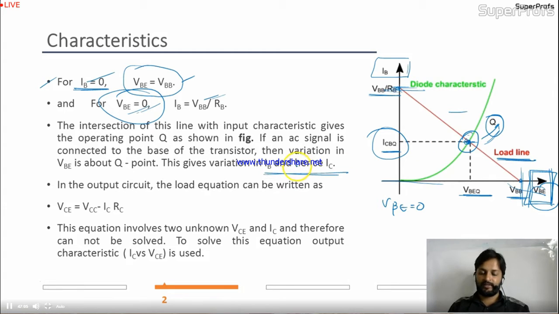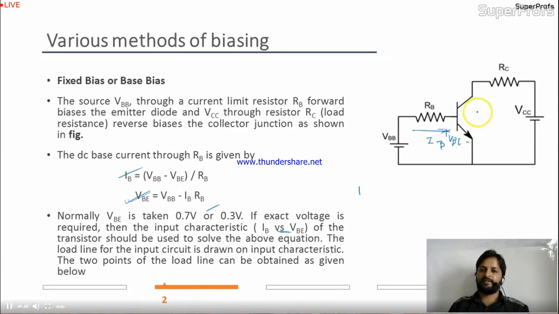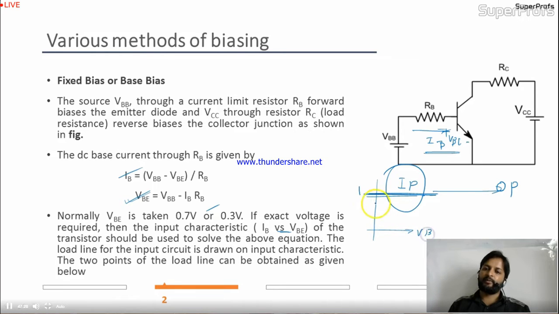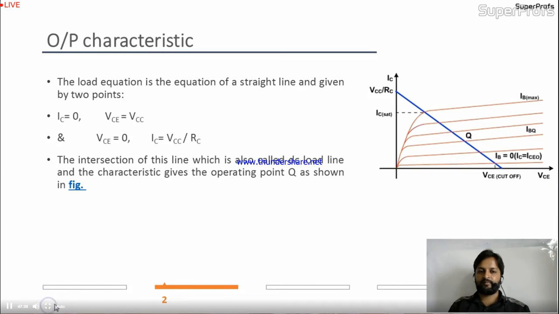Now, this is the input characteristics. Now we'll see the output characteristics of fixed bias. This is the fixed bias circuit. Simple circuit is given over here, and we are discussing the load line. We are doing the load line for input and for output as well. Is it okay? So the load line is the relation drawn between input voltage and input current. Now we'll see output current and output voltage.